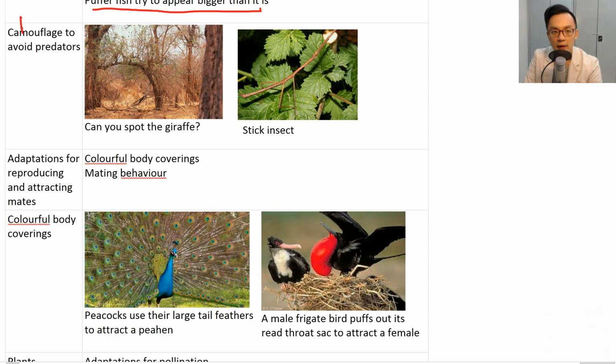Another thing prey use to hide from predators is camouflage. Can you spot the giraffe in this picture? I give you 1 second, 2 seconds, 3 seconds, 4 seconds, 5 seconds. The giraffe is actually here. This is the giraffe. It's quite a big animal, but yet it's very well camouflaged. You cannot really see it. Another one, can you spot the stick insect in this picture? 1 second, 2 seconds, 3 seconds, and this is the stick insect over here. Can you imagine? This is actually an insect which really looks like a stick.